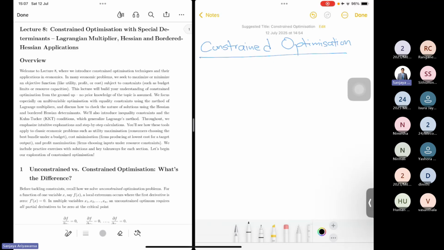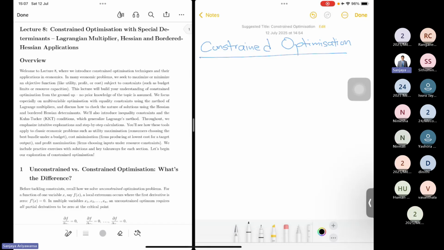Right. So, constraint optimization. Now, why do we have this particular lecture? Because all this time, we were talking about finding maximums and minimums or saddle points in a given function which had no limits. So the function was not limited by something. Whereas in the real world, when you consider economics, obviously there are limitations or constraints applied to some function that you're analyzing.